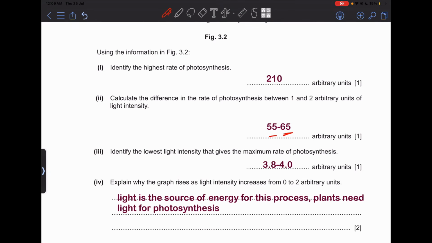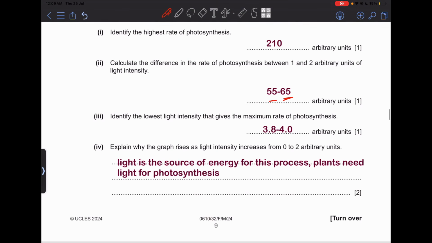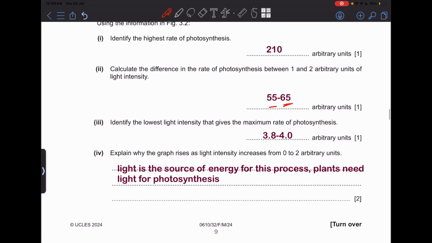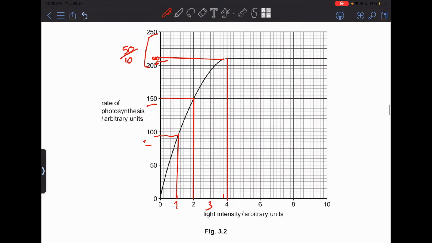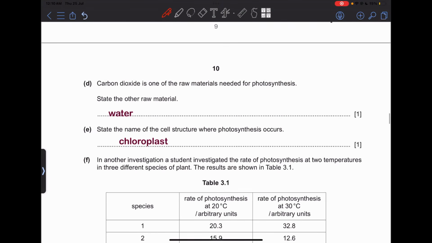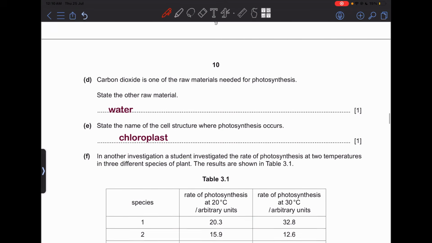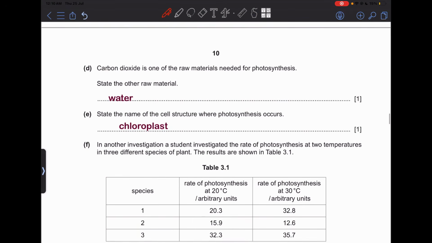Explain why the graph rises as light intensity increases from 0 to 2 arbitrary units. Light is the source of energy for this process. Plants need light for photosynthesis, and you can also say that it was a limiting factor, so when it increases there will be an increase in the photosynthesis rate. D says carbon dioxide is one of the raw materials needed for photosynthesis. State the other raw material. This is actually water. E says state the name of the cell structure where photosynthesis occurs.